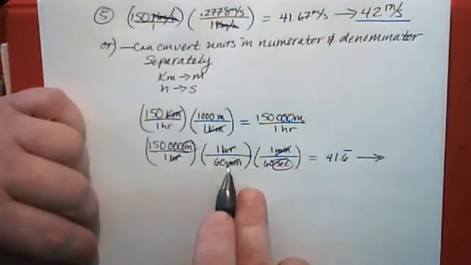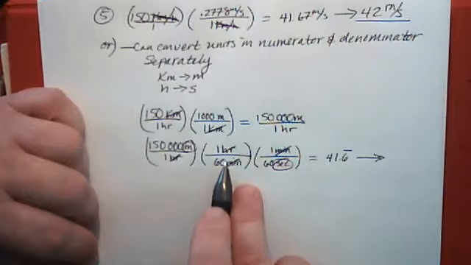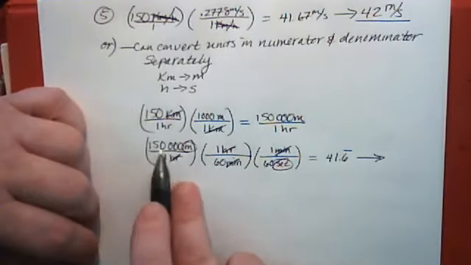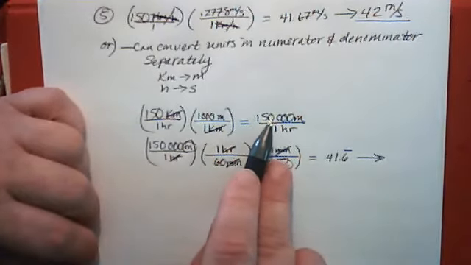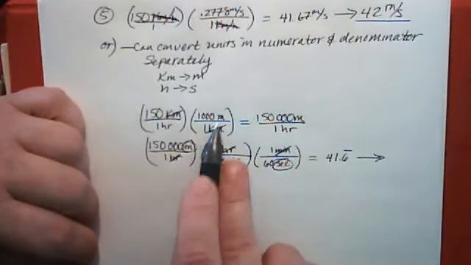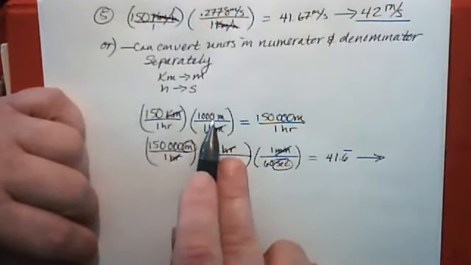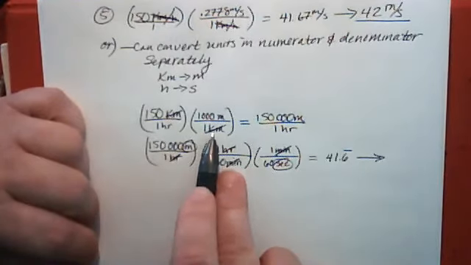One hour for 60 minutes, that's a definition. Those are exact numbers. 150,000 was the result of step 1, so that doesn't matter for significant figures. The 1,000 meters per kilometer is the definition. That's an exact number, so that's infinite significant figures.